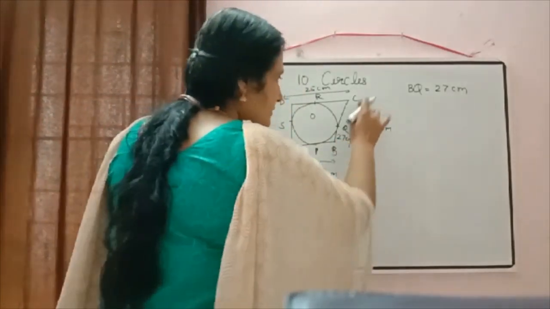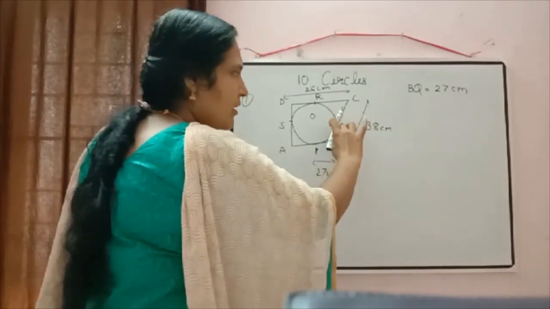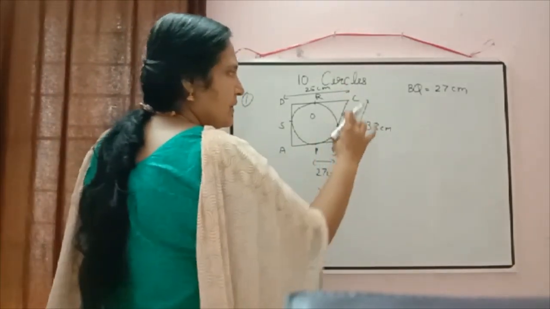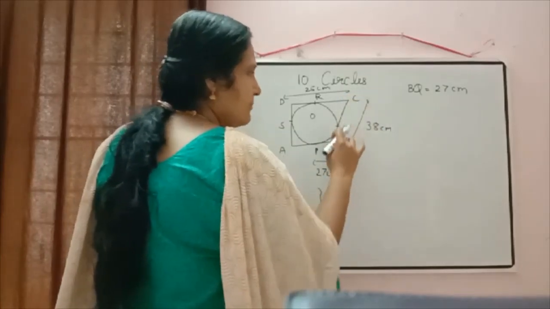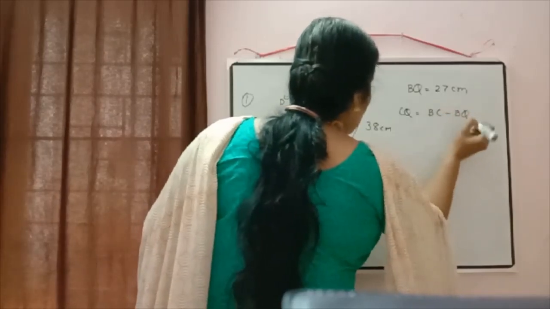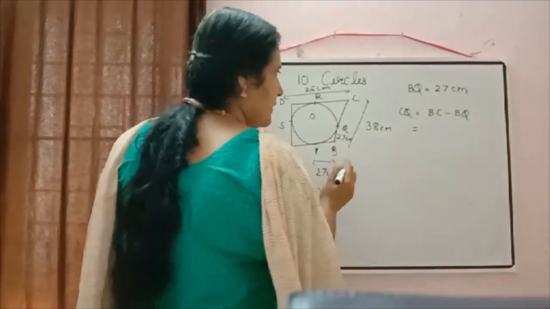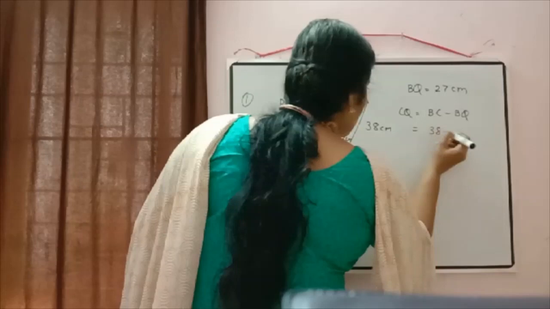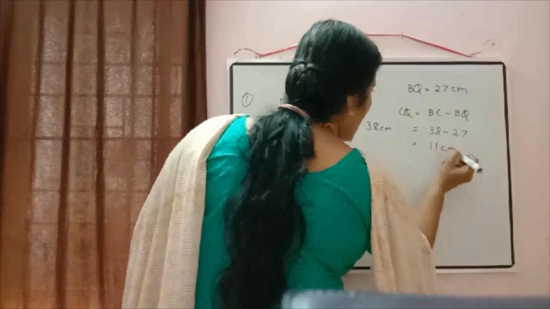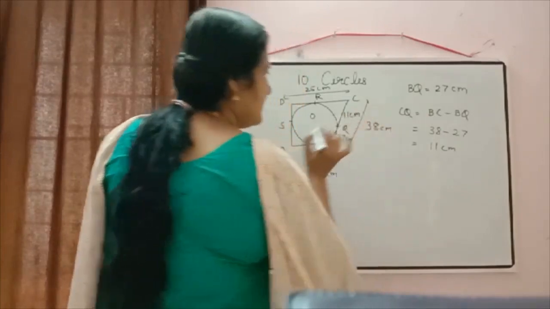Now just to check, BC is given as how much? 38 centimeter. And just now we got BQ is equal to 27 centimeter. So how can we calculate CQ? CQ can be written as BC minus BQ. Just check the diagram and write down whatever information you are getting. BC is 38 minus BQ is 27. Doing the subtraction, we get 11 centimeter. So we got CQ is equal to 11 centimeter.